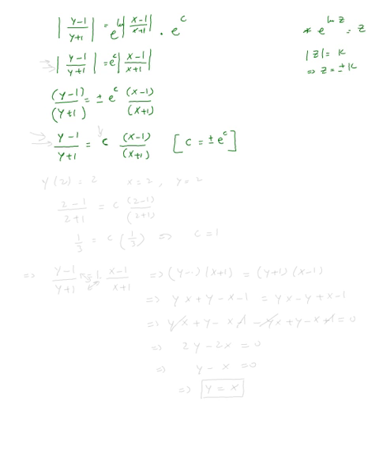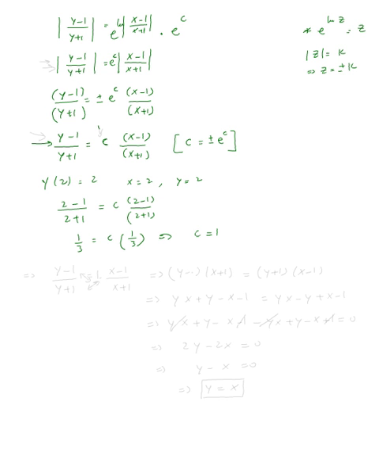Alright, what else? So now we need to find the c. According to the initial condition, y of 2 is equal to 2, which means when x is equal to 2, y is equal to 2. So let's plug them in. Let's plug 2 for y and 2 for x. If we do that, we get 2 minus 1 over 2 plus 1 is equal to c times the same. Now we're looking for the c. So this will be 1 over 3 is equal to c times 1 over 3, which means c is equal to 1.